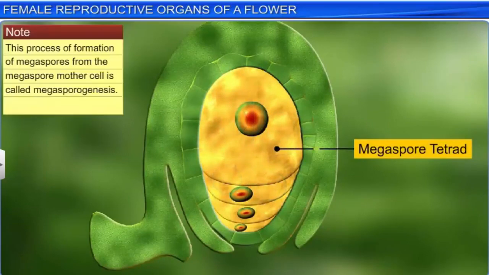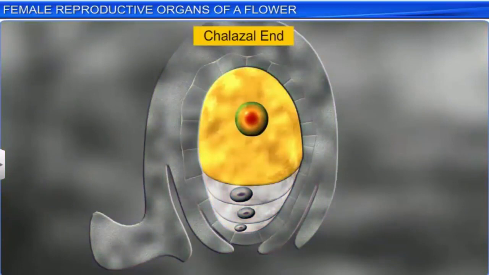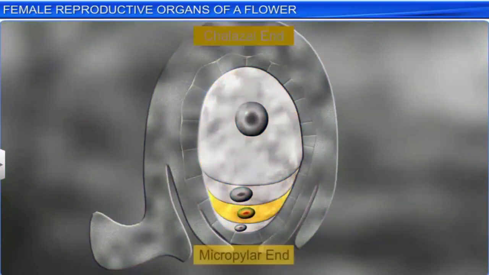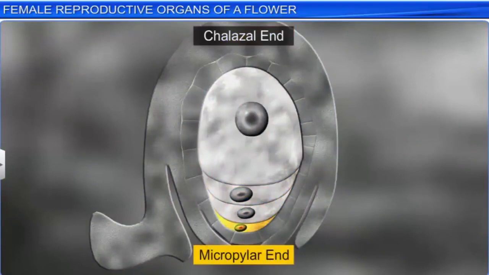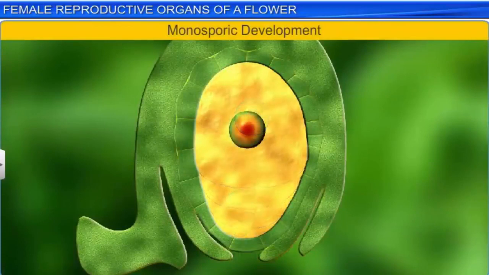This process of formation of megaspores from the megaspore mother cell is called Megasporogenesis. Of the 4 megaspores, usually the one near the chalazal end becomes functional, whereas the other 3 near the micropylar end degenerate. The functional megaspore enlarges and simultaneously undergoes mitotic division to form an embryo sac. This type of formation of the embryo sac from a single megaspore is known as Monosporic Development.